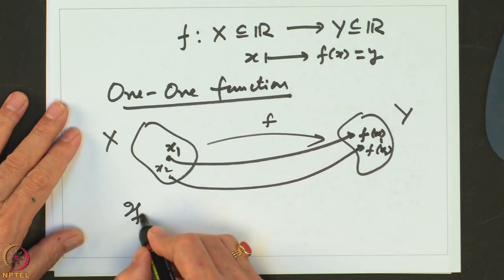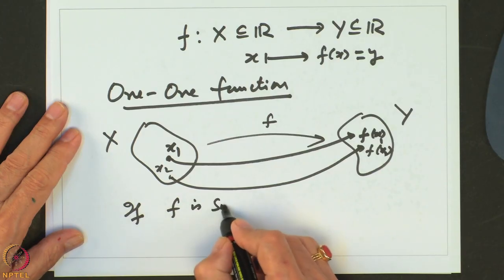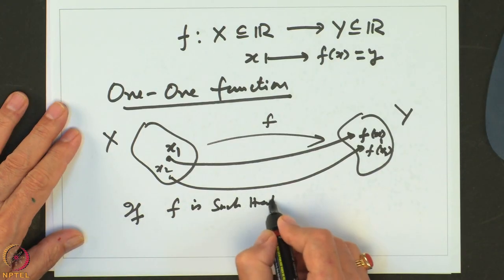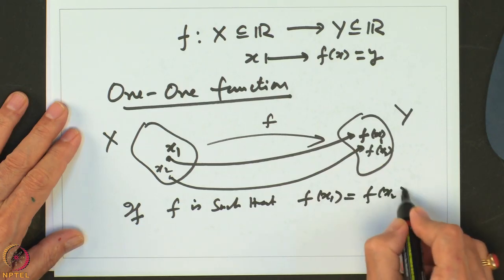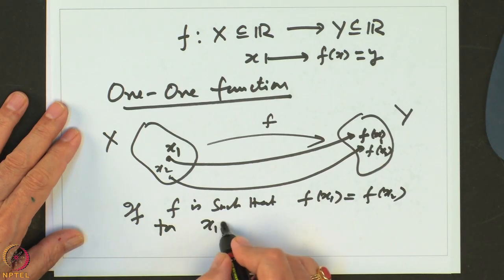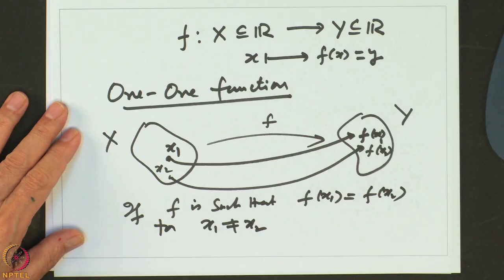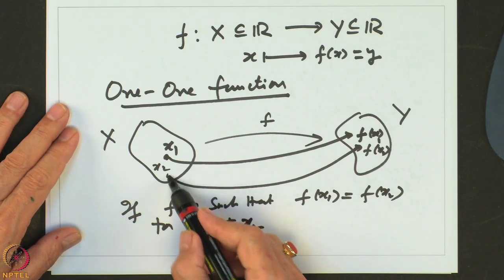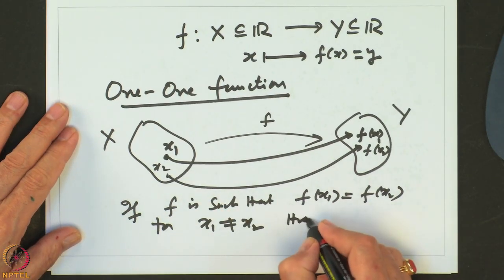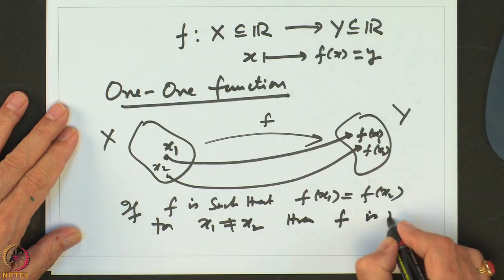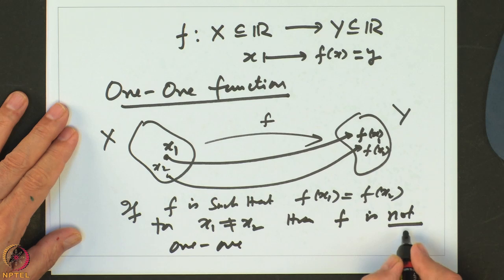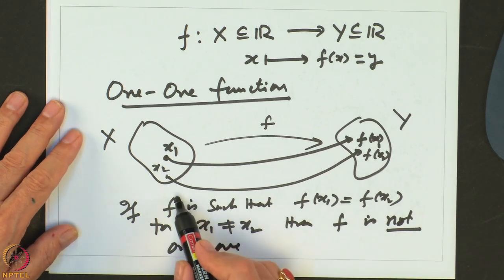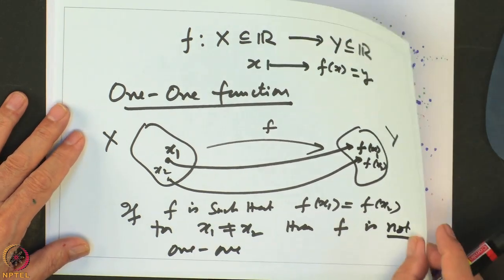So, if f is such that f of x1 is equal to f of x2 for x1 not equal to x2, that means different points go to the same value, then we say f is not one-one, because more than one value goes into the same value, right. So, let us look at some examples of this.